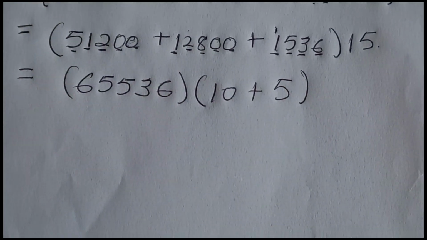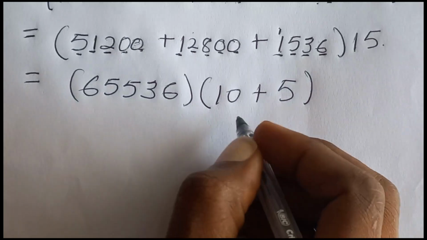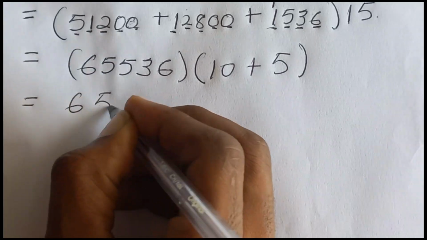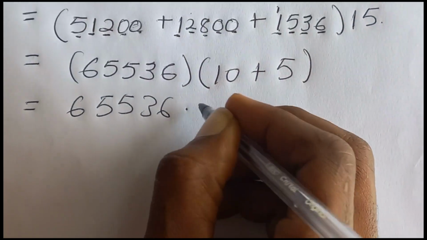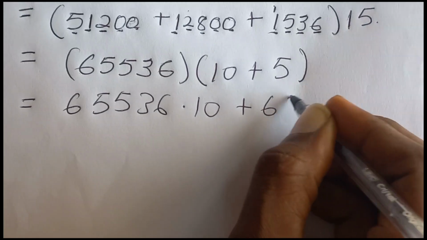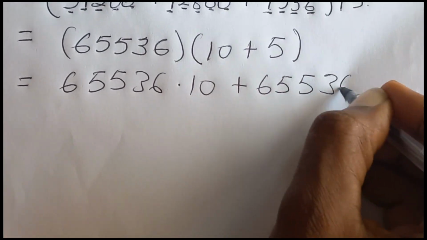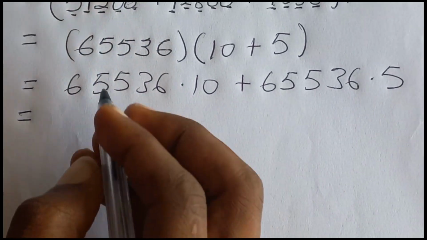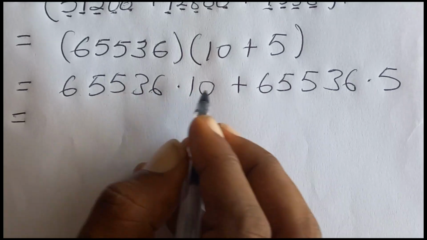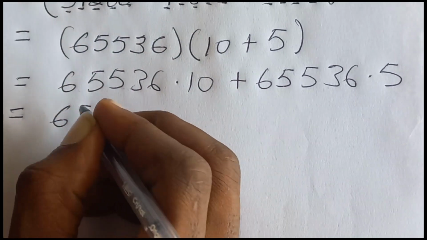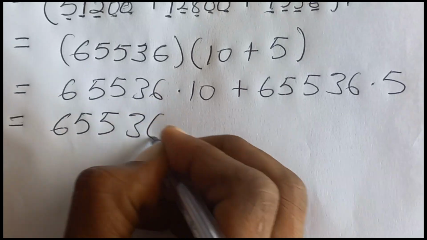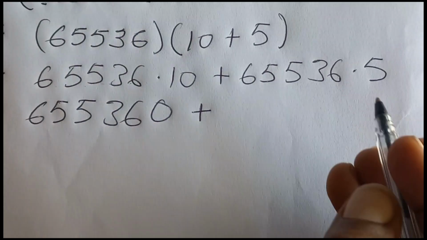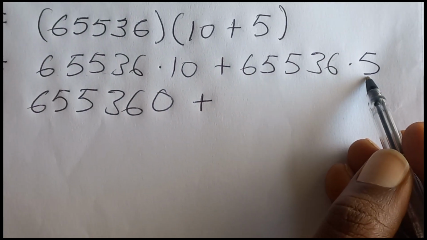Now let's continue with this. So we can say that 65,536 multiplied by 10 plus 65,536 multiplied by 5, which is equal to, now, 65,536 times 10, you are getting 655,360. Plus, now here is where we need a lot of work.